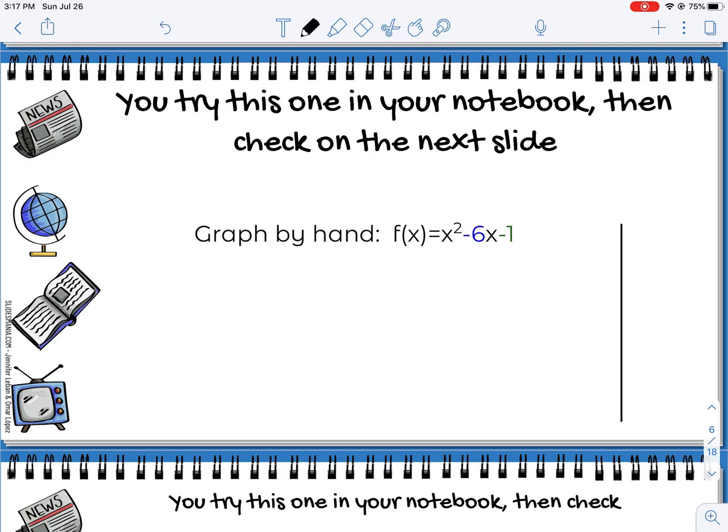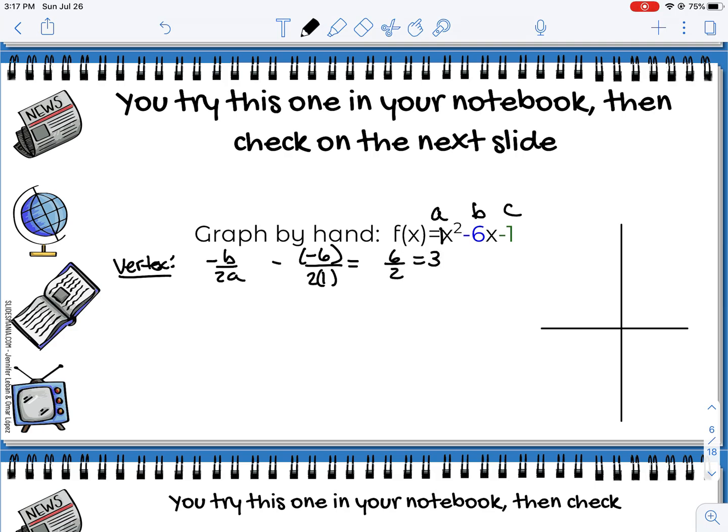Okay, so let's go over this one and see how you did. To get the vertex, that's the first thing, we do negative b over 2a. So remember, this is a, b, c. I always have a negative, but this time the 6 is also negative. So 2 negatives make a positive, so technically this is 6 over 2, which is 3.